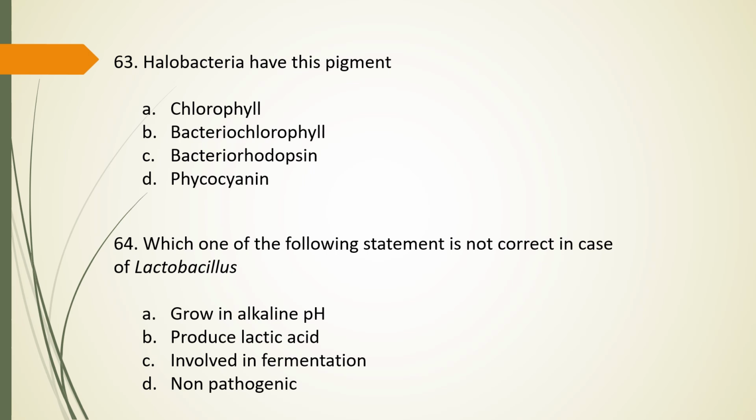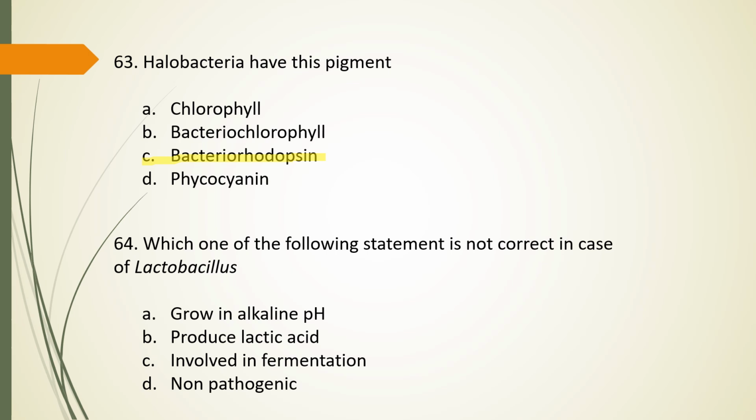Question number 63. Halobacteria have this pigment. Option A chlorophyll, B bacteriochlorophyll, C bacteriorhodopsin, D phycocyanin. The correct answer is option C, bacteriorhodopsin. Bacteriorhodopsin is a pigment found in halobacteria that absorbs light to create energy.